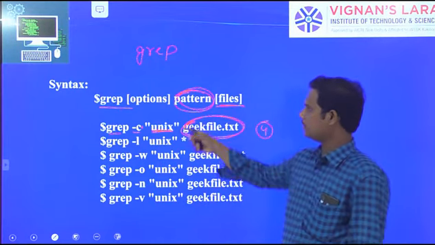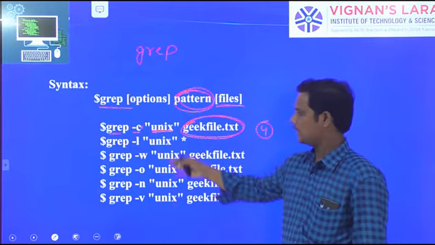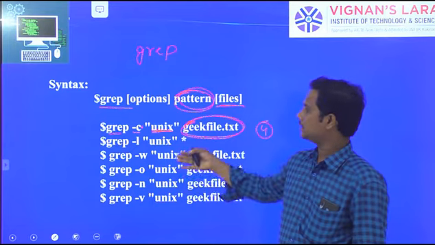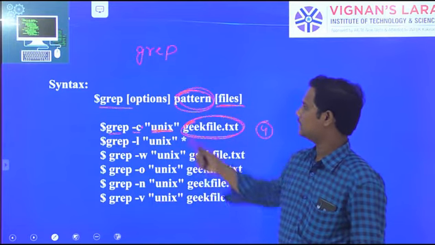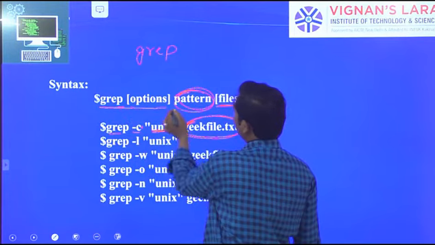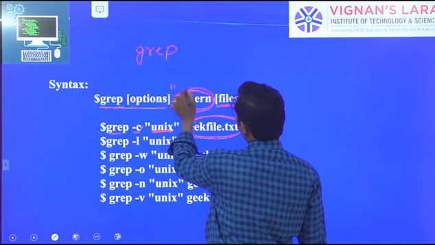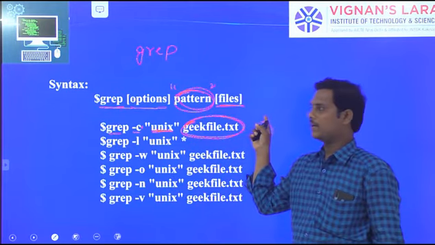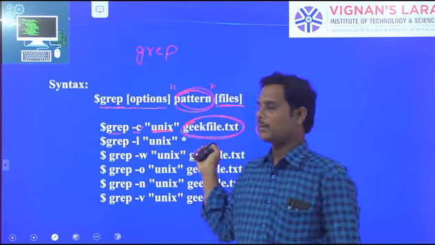Okay, so these are some other examples of syntaxes. You can see them one by one. So this is the syntax: grep, space, option, you can write an option. After that, the pattern you want to write in inverted commas. After that, you give the input file. This is the syntax of the grep command.